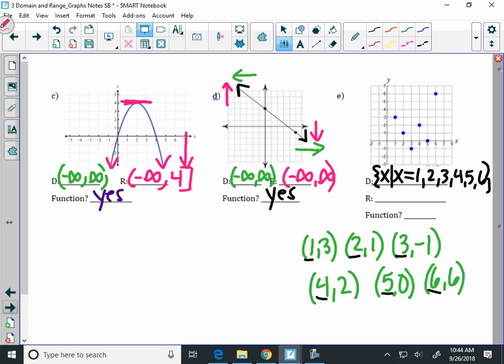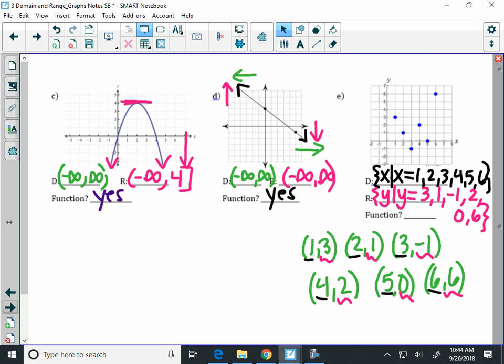For the ranges, you start the same way. You have the y with the bar. This time, you write all the y values that are in your ordered pairs. Y equals 3, 1, -1, 2, 0, and 6. Finally, this graph would be a function because it passes every vertical line that it goes through.